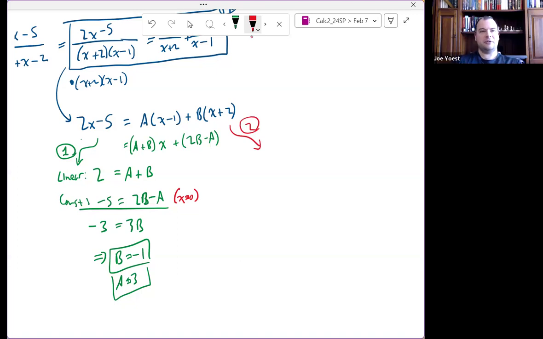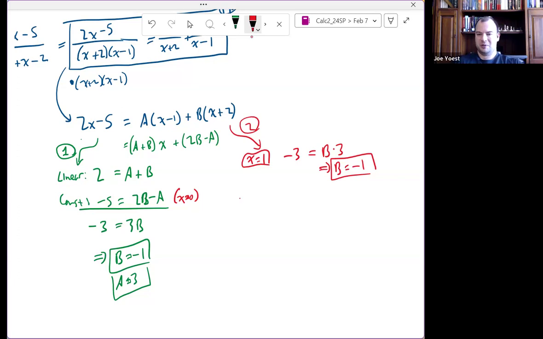I could substitute a different value for x. In fact, I might choose a value for x to substitute like x equals 1. I choose this because that makes this term go away. That gets rid of a altogether. If I plug in x equals 1 on both sides, I have 2 times 1 is 2 minus 5 is -3. The a times x minus 1, well, that's 1 minus 1 times a, that's 0. I have b times 1 plus 2 is 3. And I see that b has to be -1.